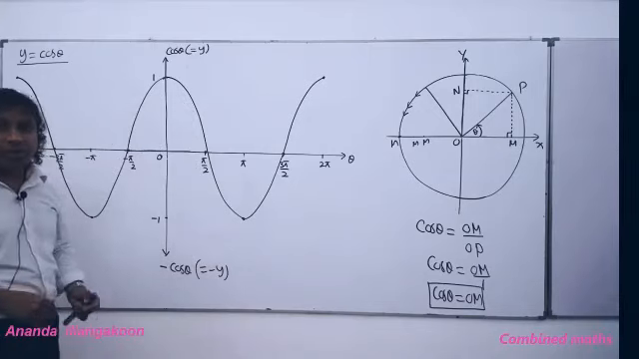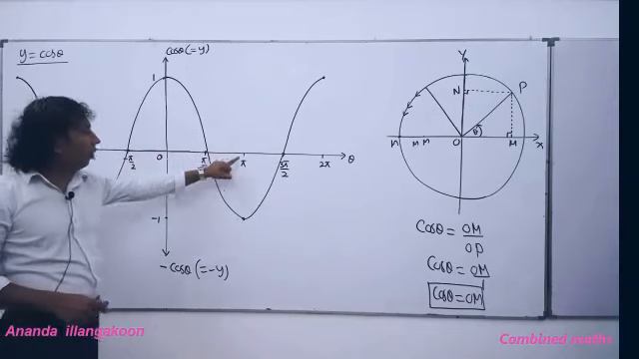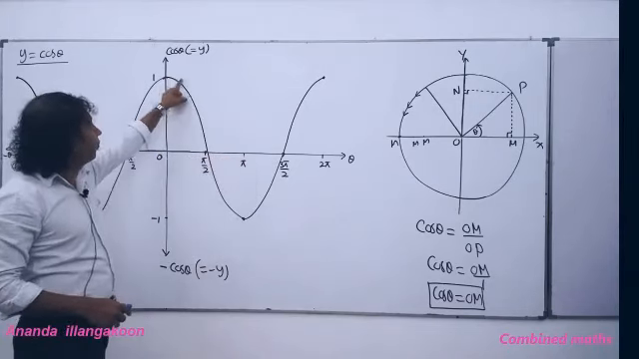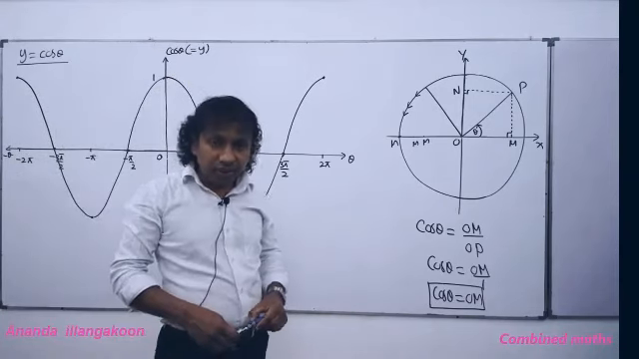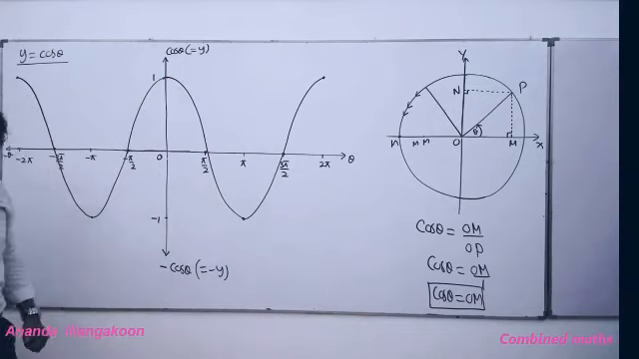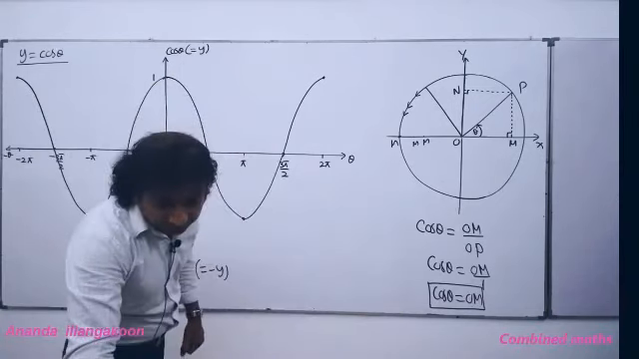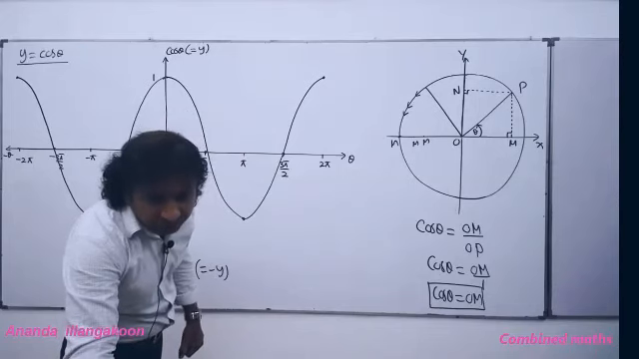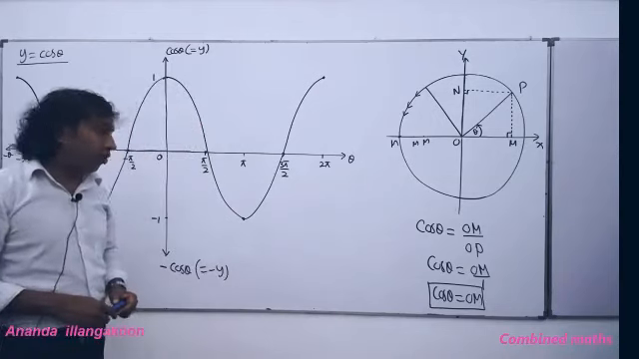And the other thing is, in the cos theta graph the part between 0 and 180 is called the principal part. In this case that is defined as the principal part. These are the important properties that you should know in the cos theta graph, right? And then shall we write down those properties? I'll write down the properties of the cos theta graph.